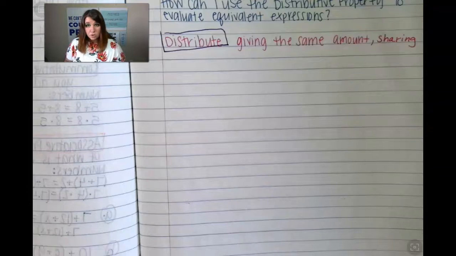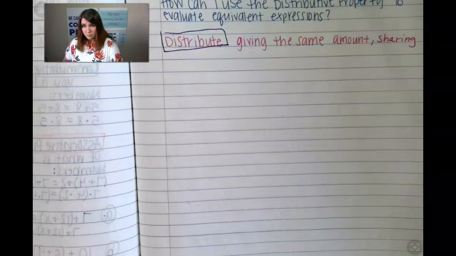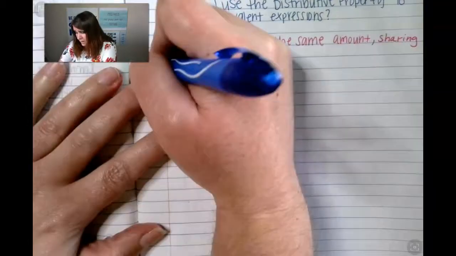Okay, so distribute means to share, to give out. If I had papers to distribute, that means I'm passing them out to people evenly. If I had things to give away or to distribute to others, I'm handing them out evenly. Everybody's going to get the same amount of things. Okay, what does this mean in numbers?